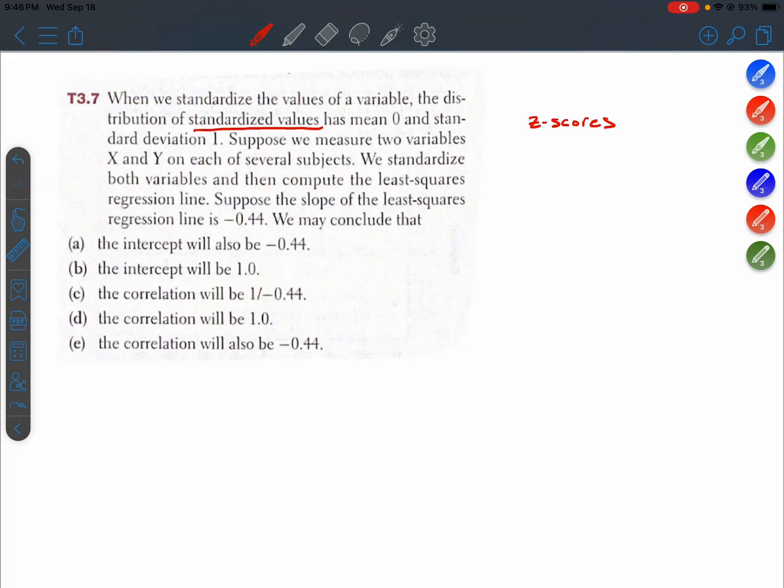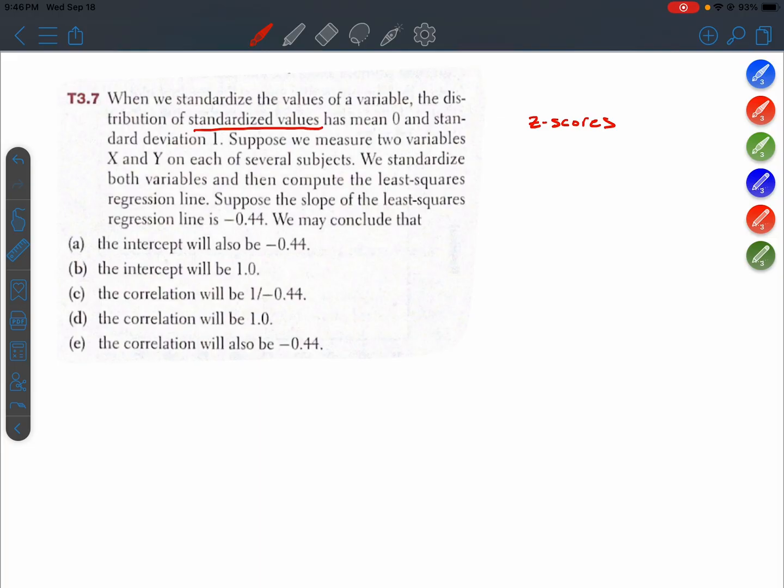variables. So we convert all the x values into their z-scores, and then we convert all the y values into their z-scores. Then we compute the least squares regression line. Suppose the slope of the least squares regression line is negative 0.44. We may conclude that, and the statements are either about the intercept or the correlation.